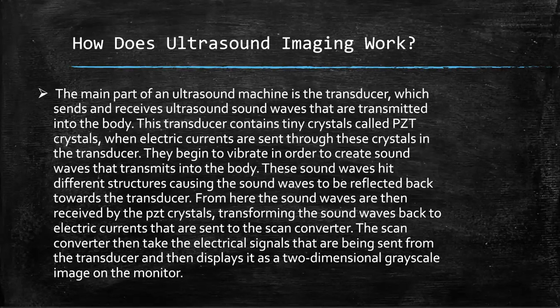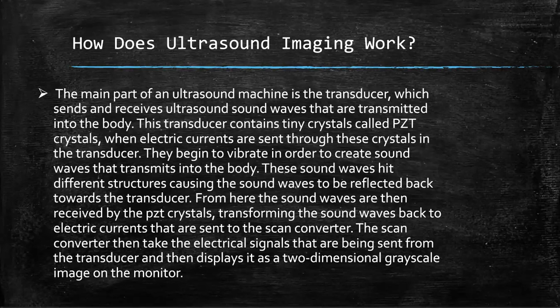The main part of the ultrasound machine is the transducer, which sends and receives ultrasound waves that are transmitted into the body. The transducer contains tiny crystals called PZT crystals. When electrical currents are sent through these crystals in the transducer, they begin to vibrate in order to create sound waves that transmit into the body.